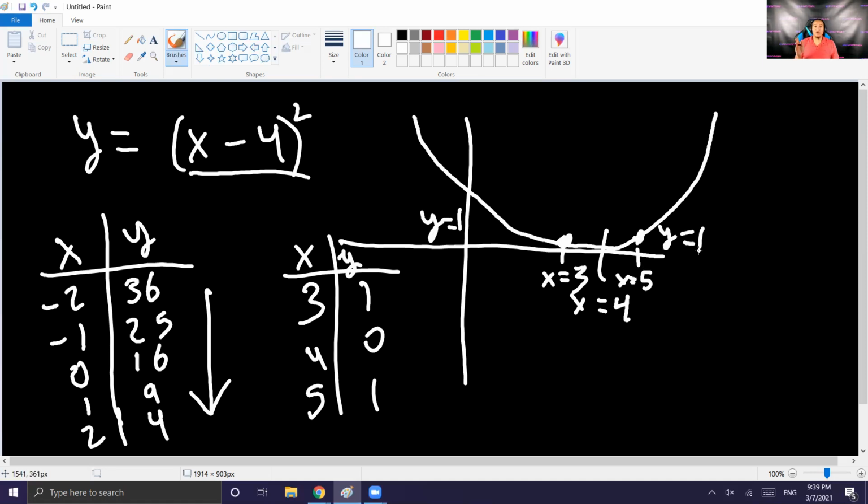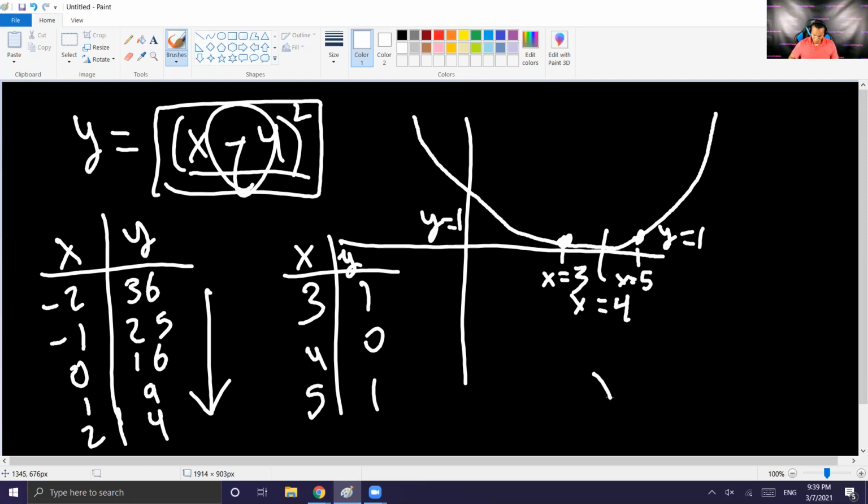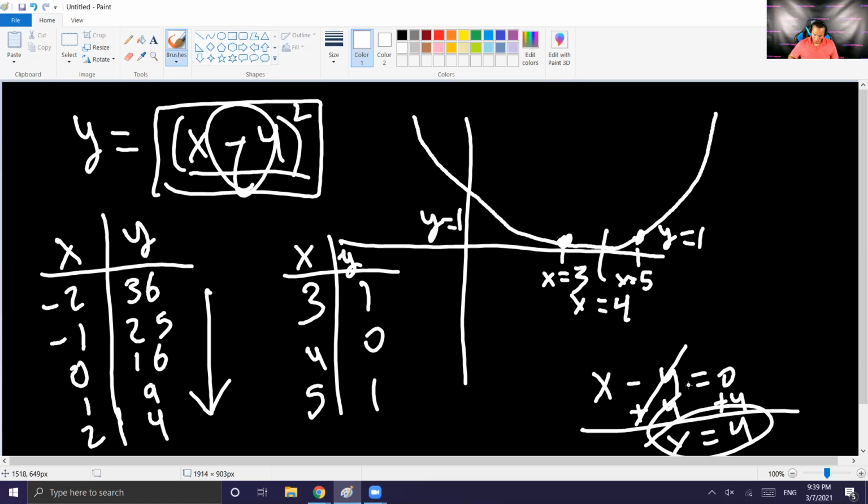So the parabola got shifted to the right. Now, judging by this negative, some people think it's going to go to the left, but that's actually not true. You have to make the inside of the parentheses equal 0. So x minus 4 equals 0. Add 4 to both sides. That cancels out, and x equals 4. So because x is positive, it's going to go to the right, just like we saw.